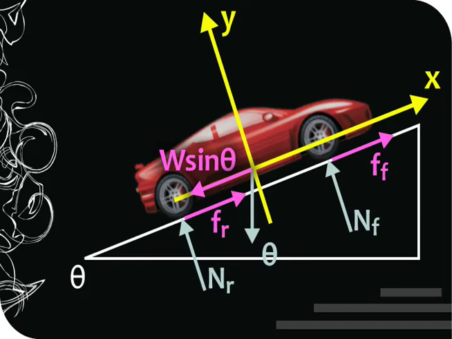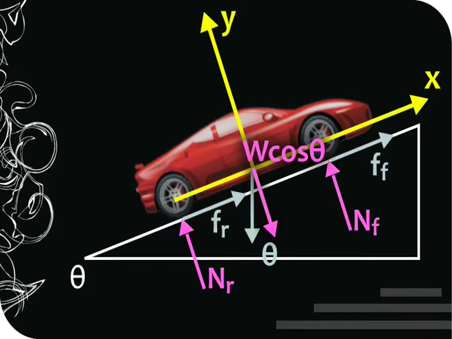Along the x-axis, we have the two friction forces and the negative horizontal component of the weight, which equals the weight times the sine of theta. Along the y-axis, we have the two normal forces and the negative vertical component of the weight, which equals the weight times the cosine of theta.